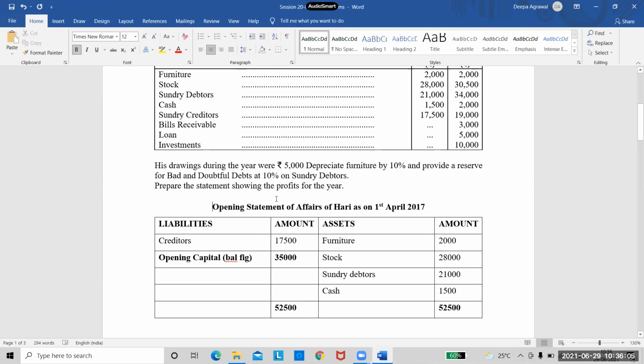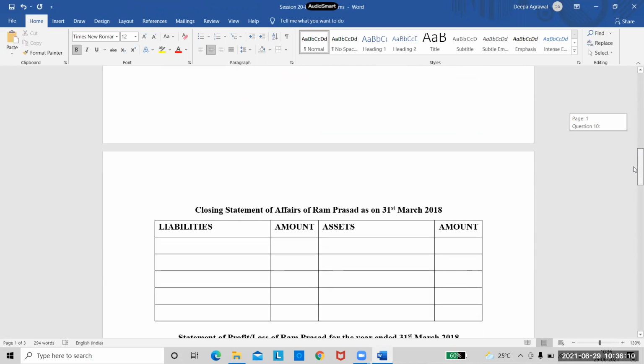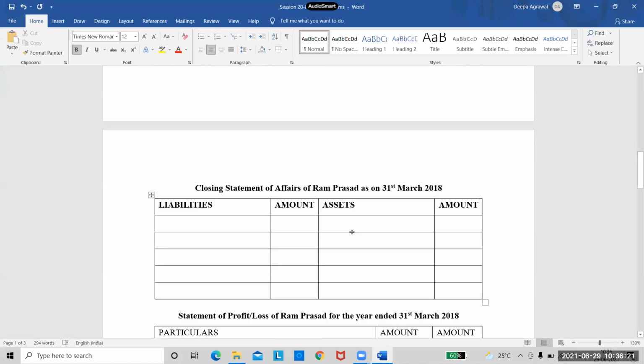Now I'll be doing the closing statement of affairs. I need to see the amounts from here and do it. Furniture is again 2,000. Stock is 30,500.